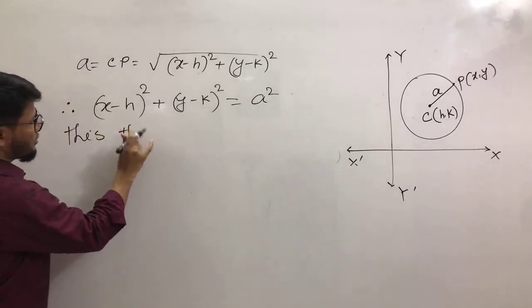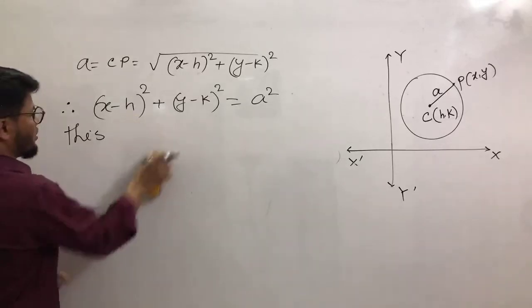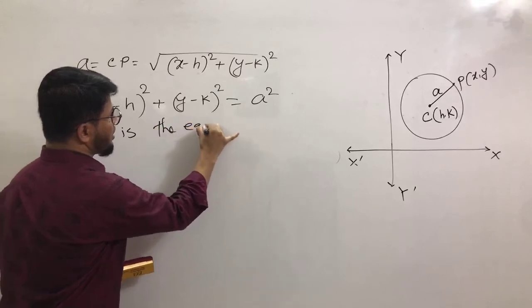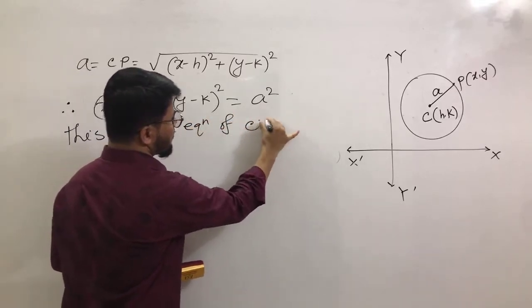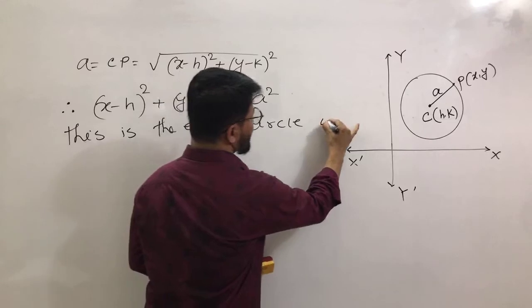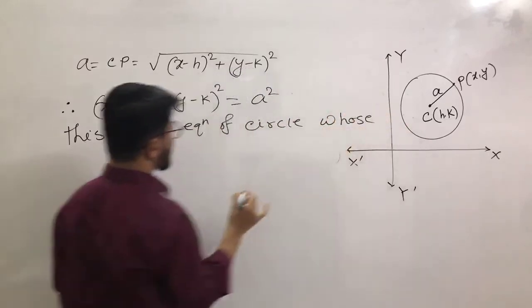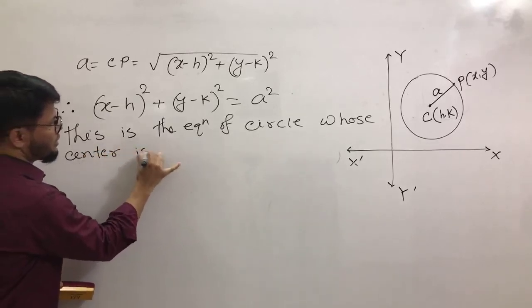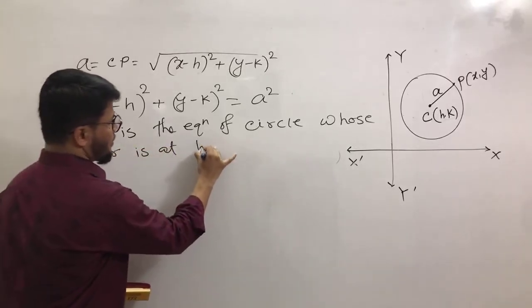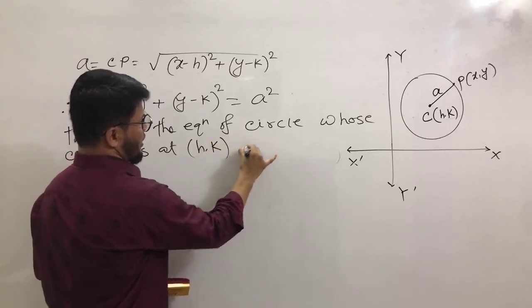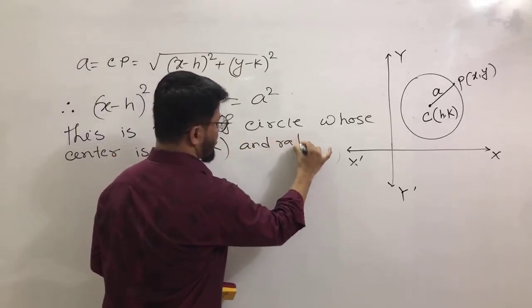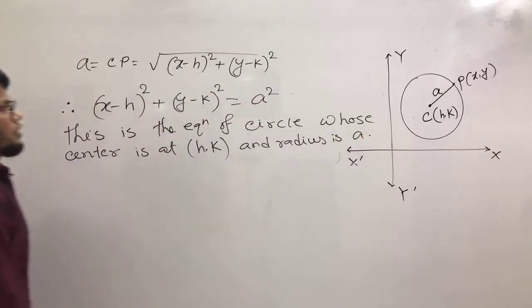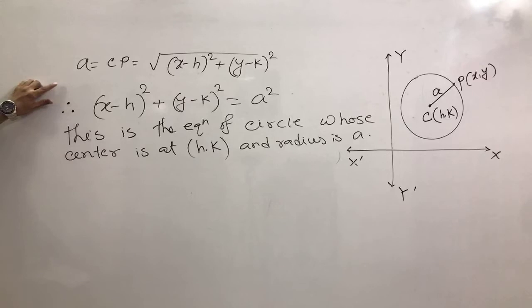This is the equation of a circle whose center is at h and k and radius is a. So dear students, this is another form.